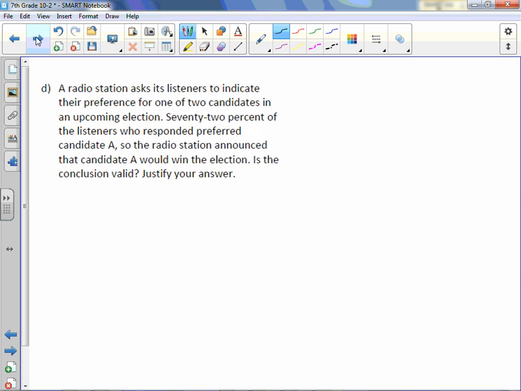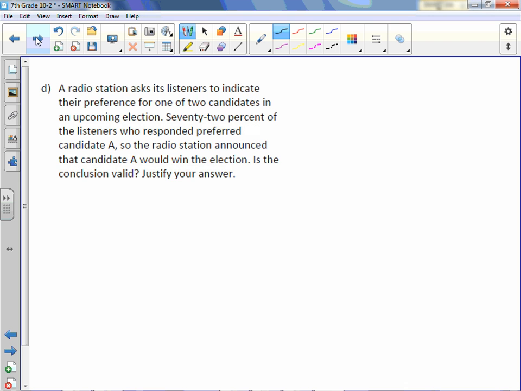A radio station asks its listeners to indicate their preference for one of two candidates in an upcoming election. 72% of the listeners who responded preferred candidate A. So the radio station announced that candidate A would win the election. Is this conclusion valid? Justify your answer.